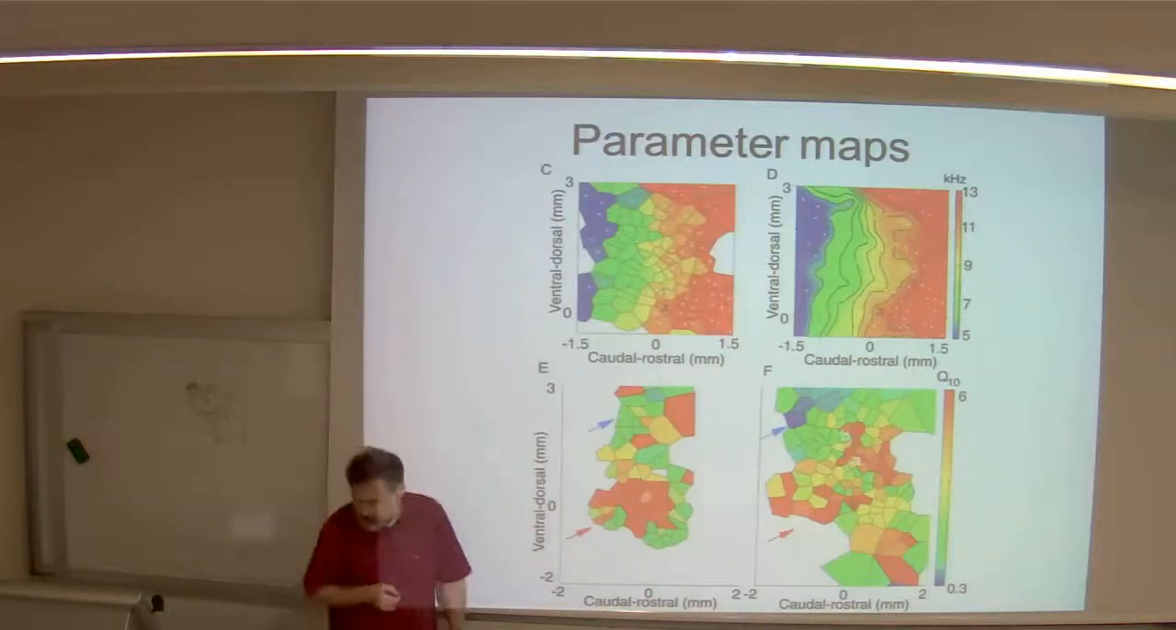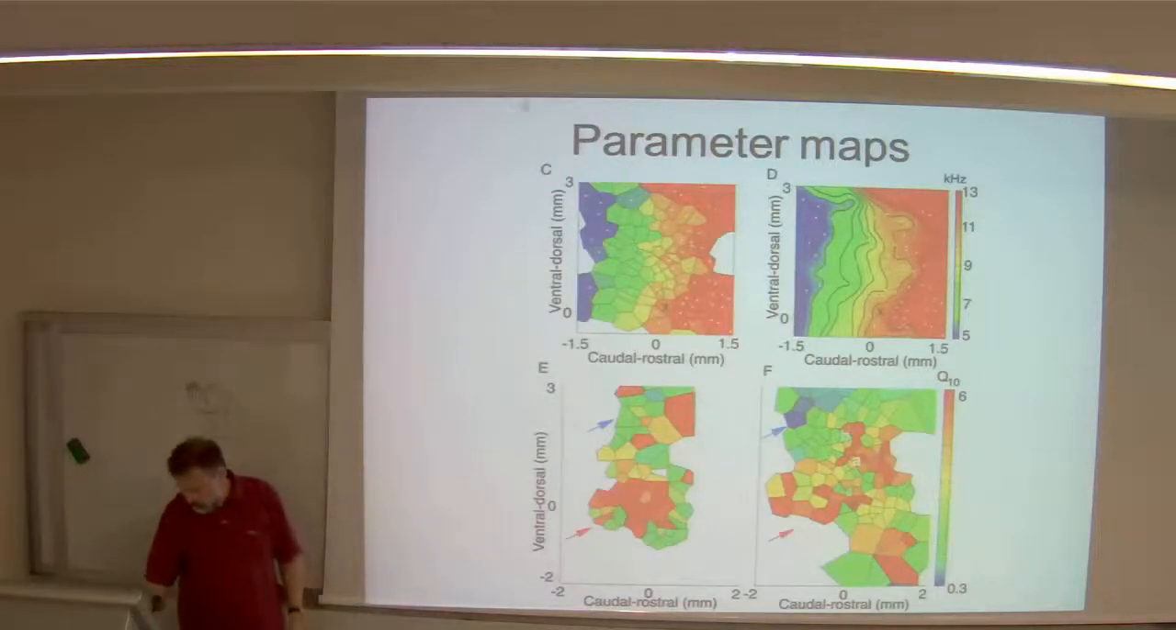And then, as I told you, there's this issue of what happens along the isofrequency contours. Why do you have so many recording locations that represent the same best frequency? And what they tried to see here is a similar map, except that instead of plotting the best frequency, what you have is the Q10.